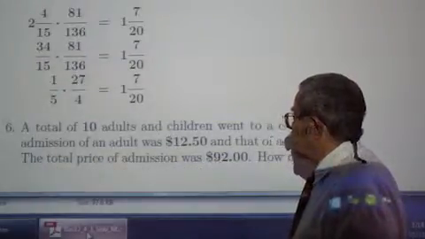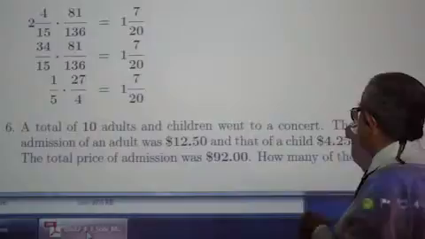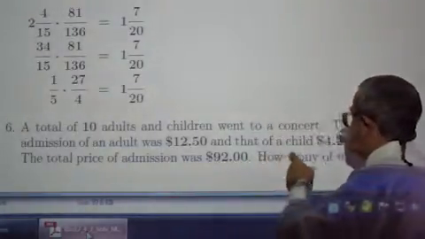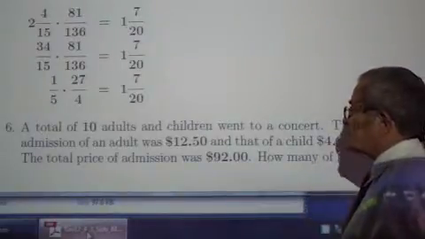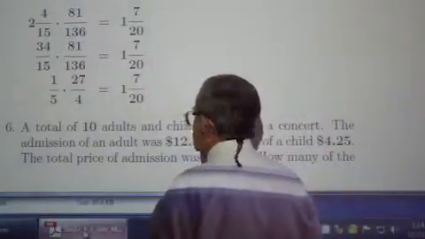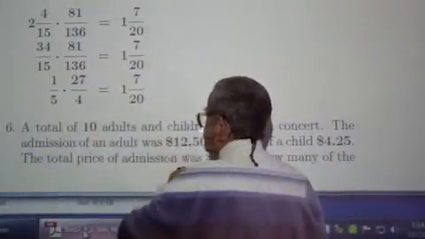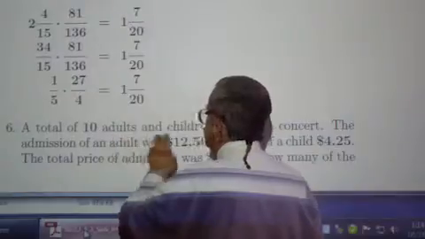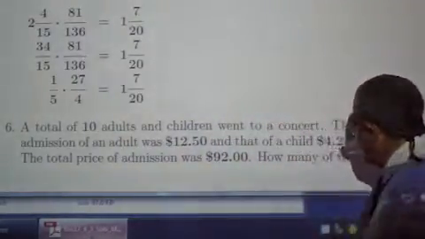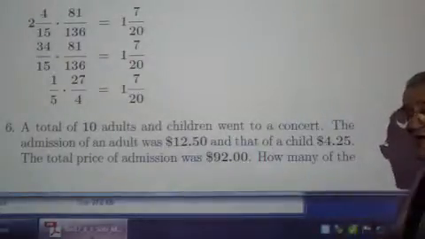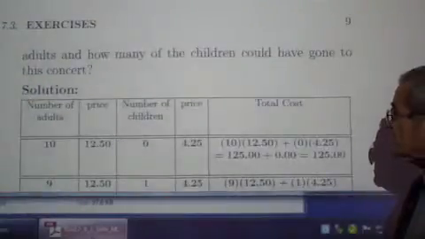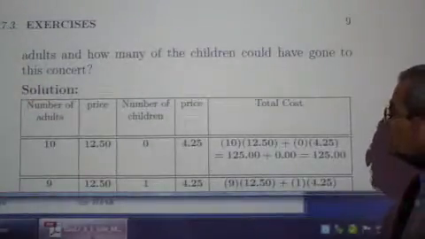Then a total of 10 adults and some children went to a concert. The admission of an adult was $12.50 and that of a child $5.22. And I said a total of 10 adults and children, or a total of 10 adults and some children. So that could be misinterpreted, and you could do it in two ways and be correct. The way I did it, yeah, that's about it.